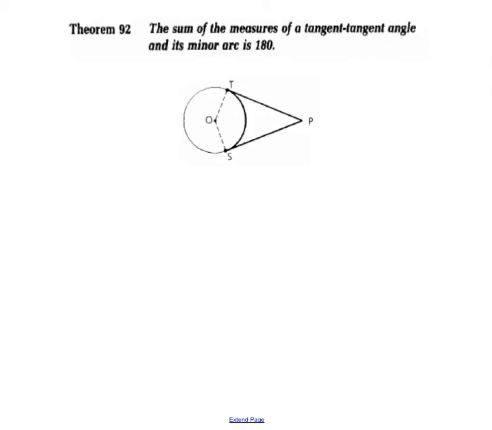Here's another theorem. The sum of the measures of a tangent angle and its minor arc is 180 degrees. Well, this is kind of nice because it saves us from going through the trouble of saying the measure of my angle is equal to 1/2 the big arc minus the small arc. In this case, this angle and this arc sum to 180, and it allows us to solve some problems rather quickly. And of course, you've copied these down already.